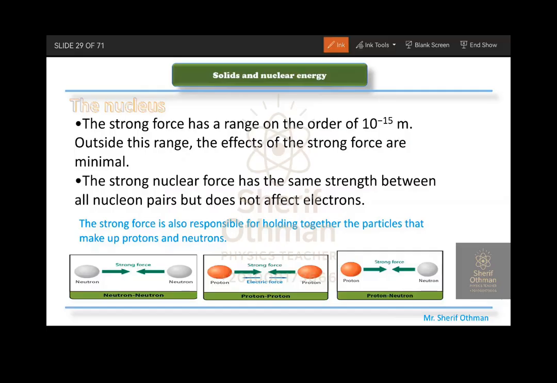Neutron and neutron have a strong force. They are neutral, so there is no repulsion force. Proton and proton, they are positively charged, they are going to repel each other, but the nuclear strong force keeps them held together. Proton and neutron, there is no repulsion force because one of them is positive and the other one is neutral, and the strong force holds them together.